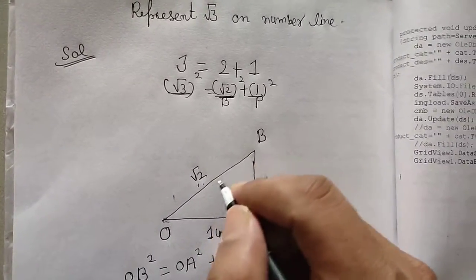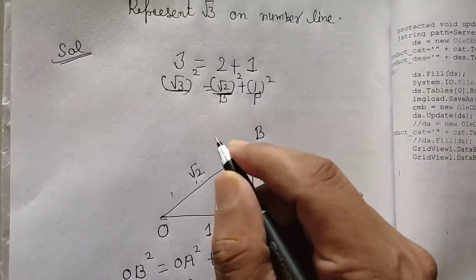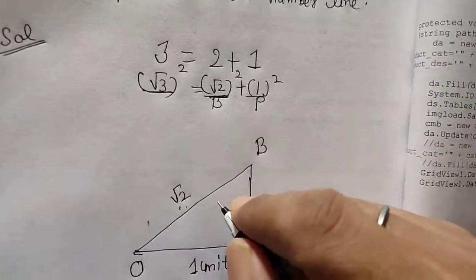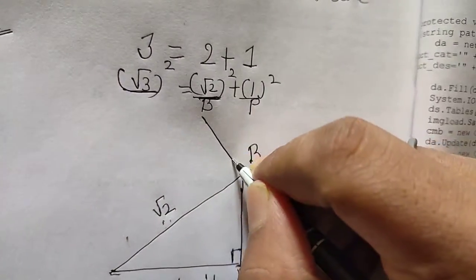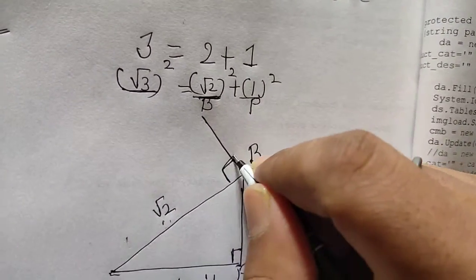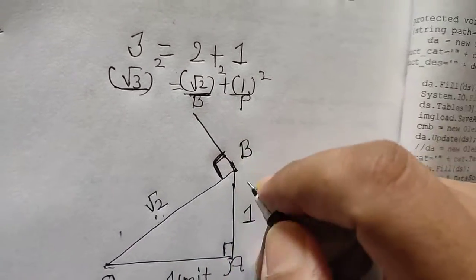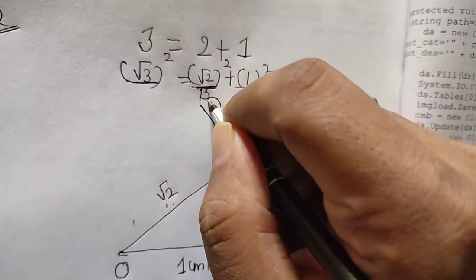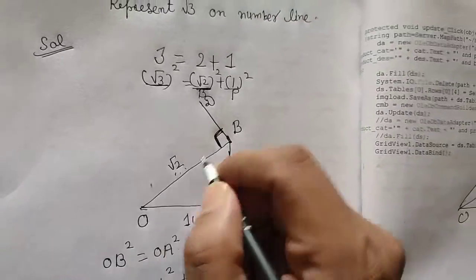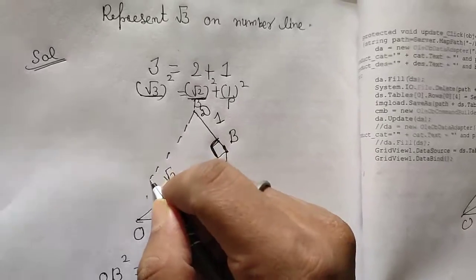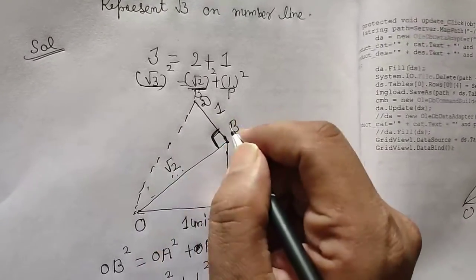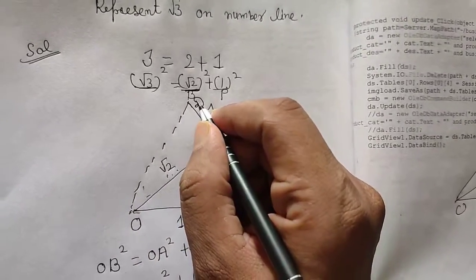We will suppose now the base for root 3. So if it is the base, draw a perpendicular line on it. Make a perpendicular line with the protractor and mark this point, suppose D. This is root 2 and this is 1. Join OD now. This is point D.